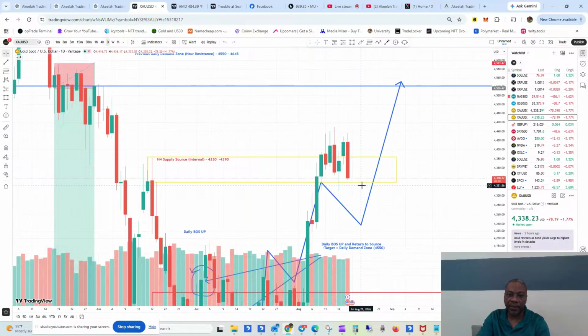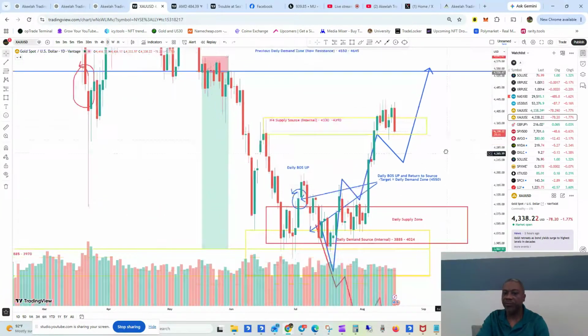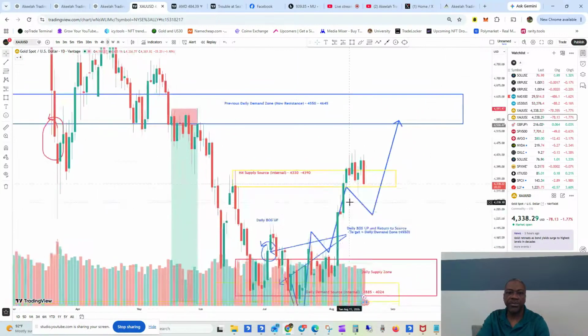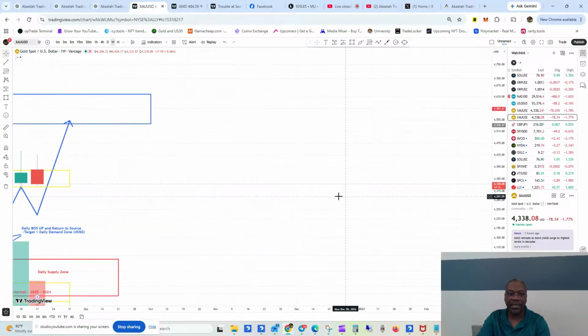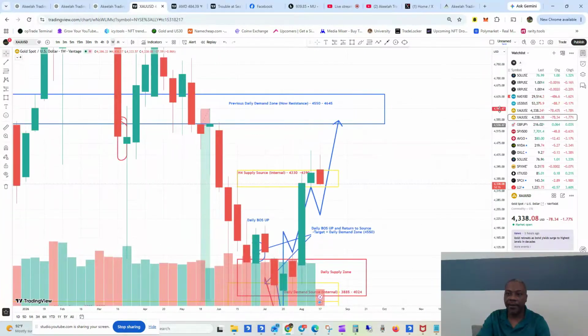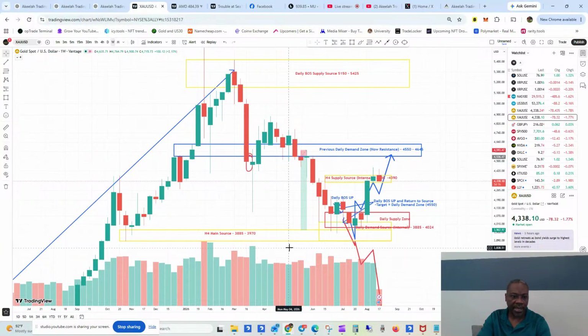If we close below it, that's where I would say, okay, maybe there's concern that gold's just not ready for this, and we need to look to the higher time frame. We need to look to see what the weekly is doing, because the daily doesn't have enough structural demand to push it up.